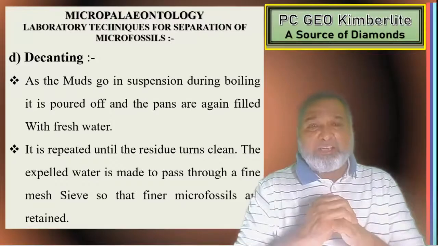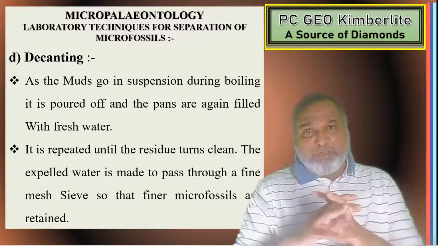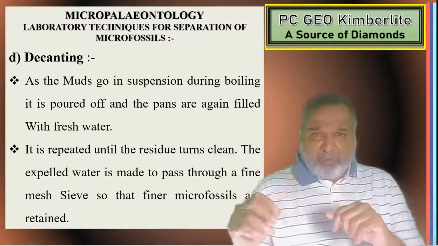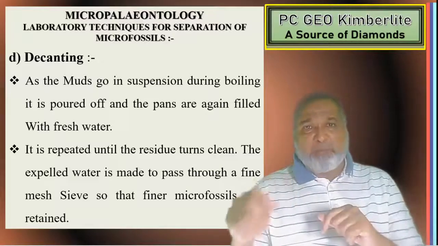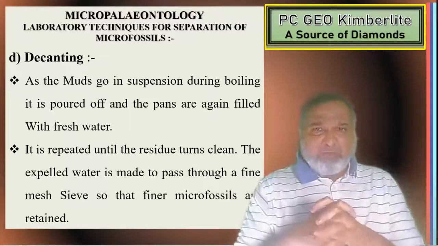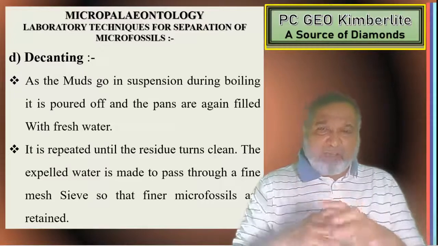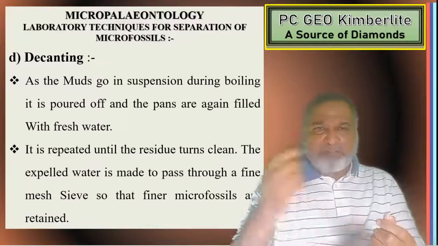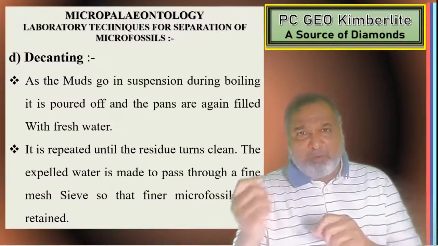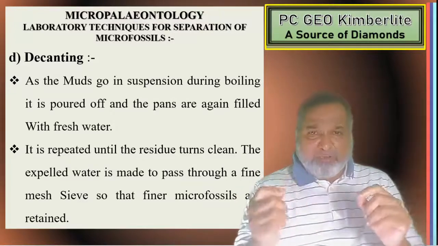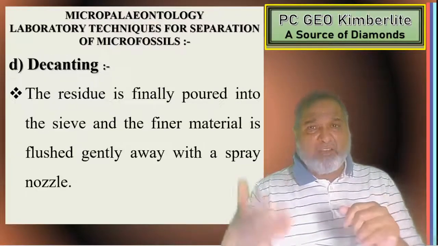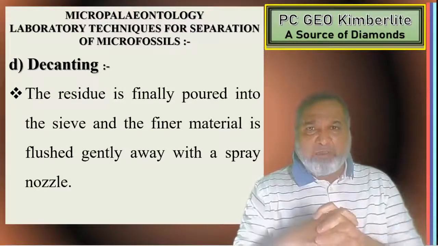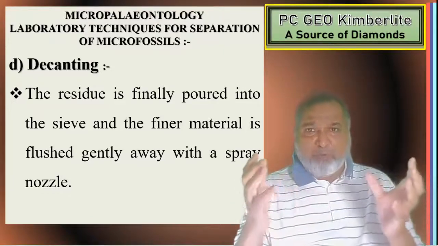Next, we have decanting. As the mud goes into suspension during boiling, it is poured off and the pans are filled again with fresh water. That is the repetition we have told you about. It is repeated until the residue turns clean. You will get the idea whether the sample is clean or not; if it is not, you can repeat it one, two, three, or four times. The expelled water is passed through a fine mesh sieve so that the finer microfossils are retained. Then we dry it and examine it under the microscope. The residue is finally poured into the sieve.